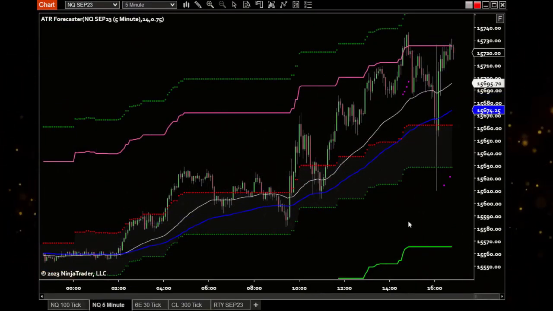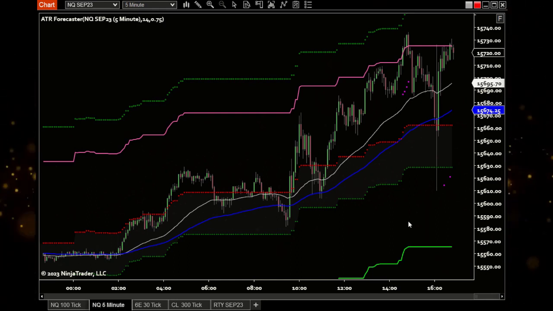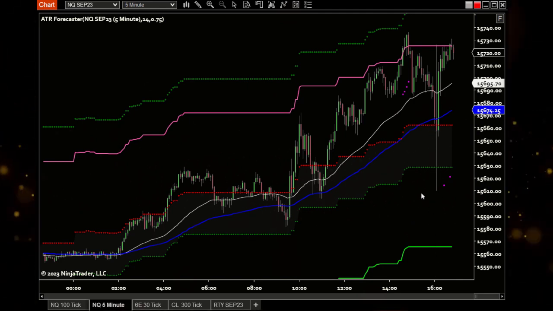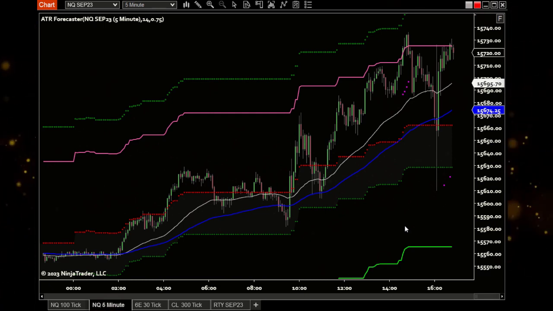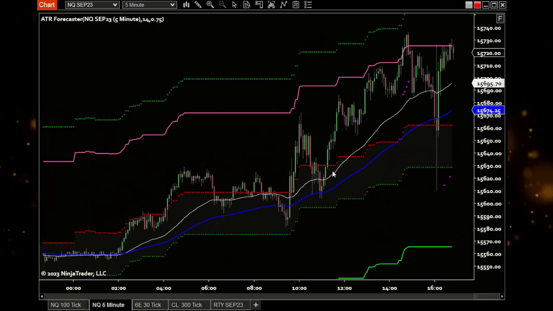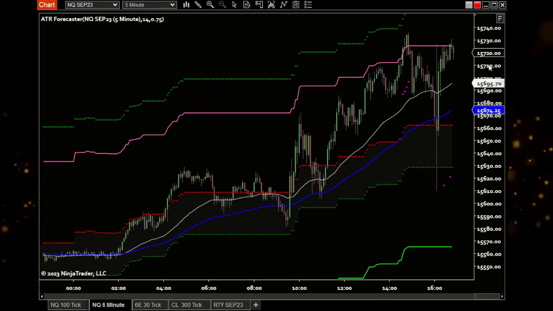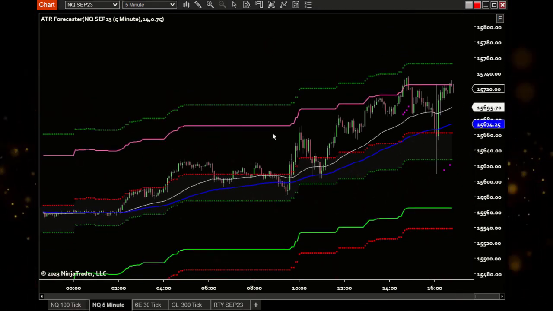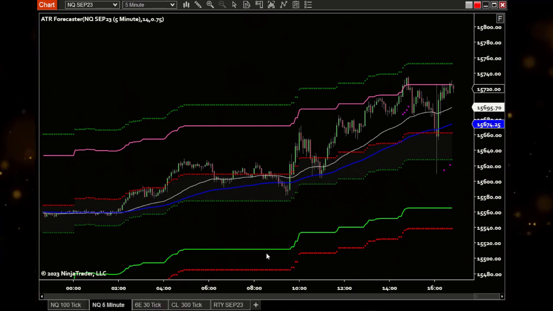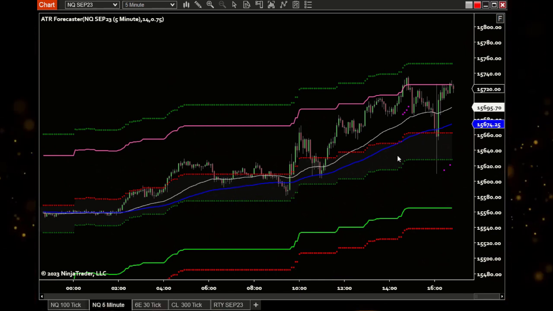What I've got here is a 5-minute chart of the NASDAQ today on the 25th of July. Busy day, big day. Wow, if you were here after the close, after 1600 hours Eastern time, we definitely saw some volatility. The ATR Forecaster indicators are on this chart, and I've also got two moving averages, a 100 period EMA and a 50 period EMA. Very simple. The ATR Forecaster plots this green dot, this magenta or pink line, this green line, these red dots, and this grayed out zone in between.